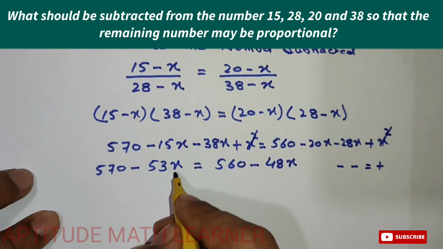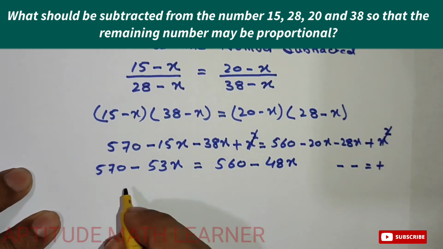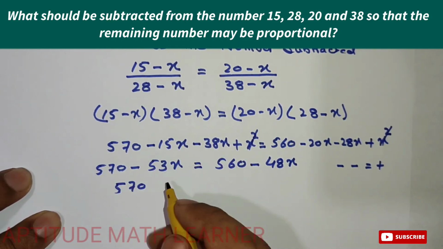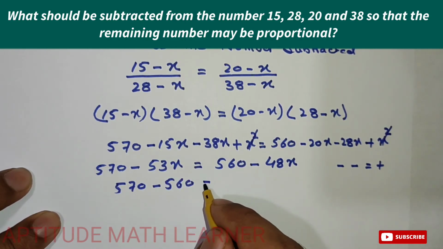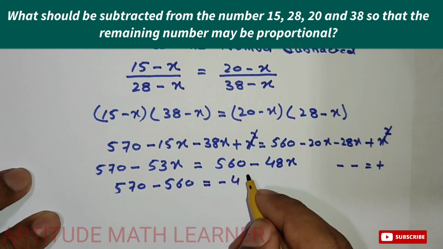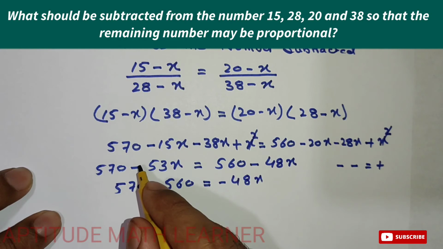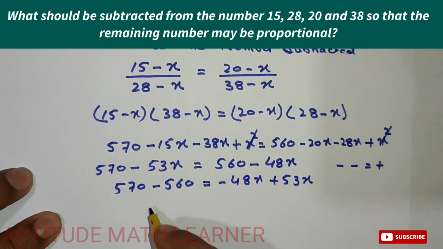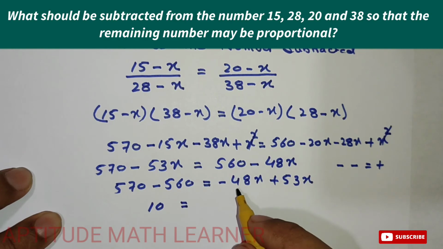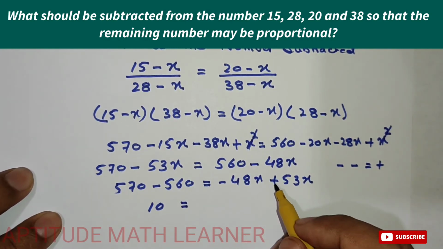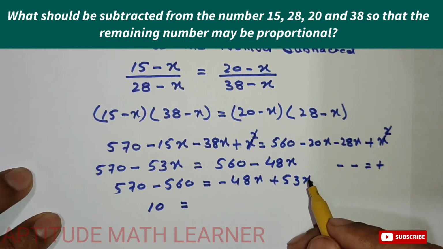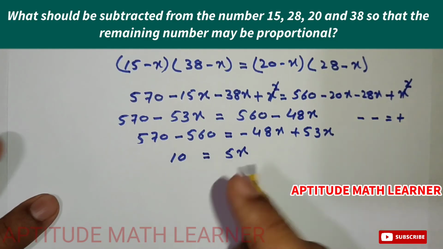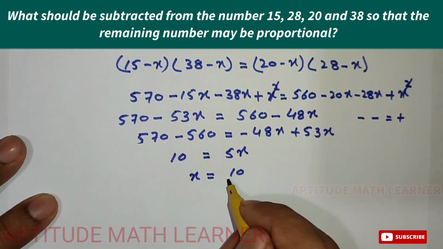And now if you see, this is x and this is x, so we solve it like this. 570 and this 560 goes this side, becomes minus 560, is equal to minus 48x, and minus 53x goes this side, becomes plus 53x, and this becomes 10 is equal to minus 48 plus 53, and here we are having the sign plus with the greater, so this becomes 5x. So this becomes x is equal to 10 divided by 5.